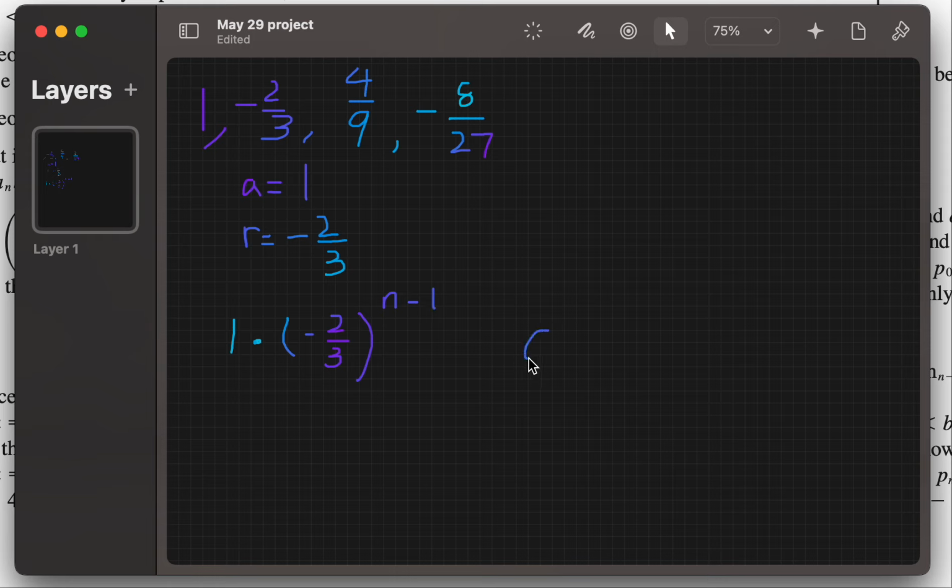Remember, it should follow the general formula, ar to the power of n minus 1. And you can even double check this. When n is 1, so the first term, you would have 1 times negative 2 over 3 to the power of 0, which is just 1. So 1 times 1 is just 1, so the first term would be 1. And when n is equal to 2 for the second term, and so on and so forth. Okay, and that would be the first problem completed.